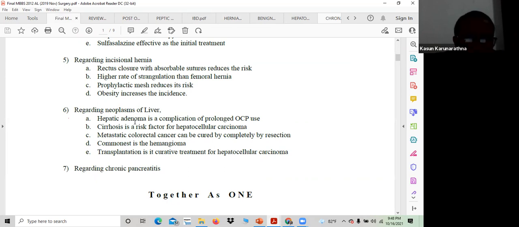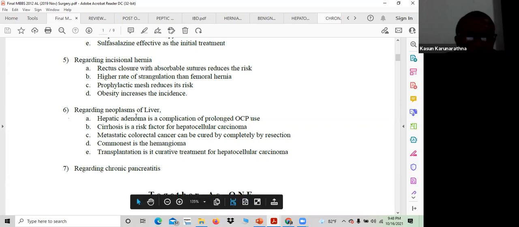Metastatic colorectal cancer can be cured completely by resection. Yes, if the metastatic part is confined to a resectable part of the liver, if you take that part out, that is curable, right? Commonest is the hemangioma. Yes, benign. The commonest benign lesion of the liver is hemangioma.